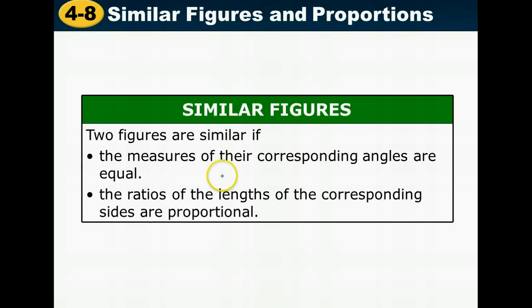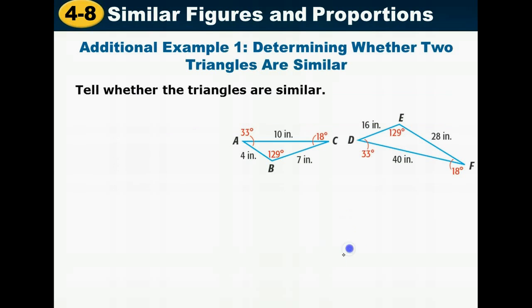Now, special things about similar figures. When two figures are similar, the corresponding sides and the corresponding angles will be equal. And then the ratio of the lengths of the corresponding sides will be proportional. That means the two ratios will be equal to one another. Alright, so let's take a look at this one here.